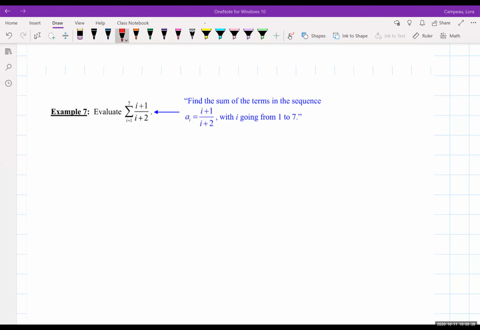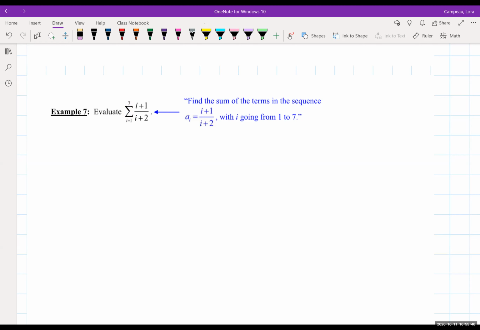Now we have an extension of sequences. We are looking at sigma notation. See that Greek letter sigma? And that's going to talk about the sum of the terms of a particular sequence. So whenever you see this notation, there's a few things you want to be careful about.